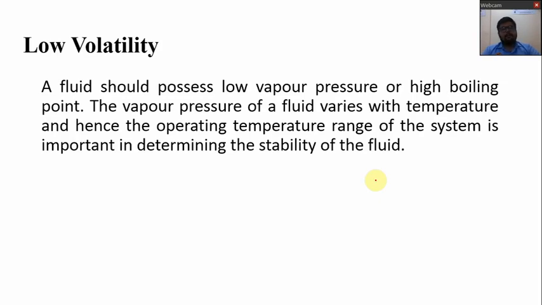Next, low volatility. A fluid should possess low vapor pressure or high boiling point. The vapor pressure of a fluid varies with temperature, and hence the operating temperature range of the system is important in determining the stability of the fluid. So a fluid also should possess the low volatility property.